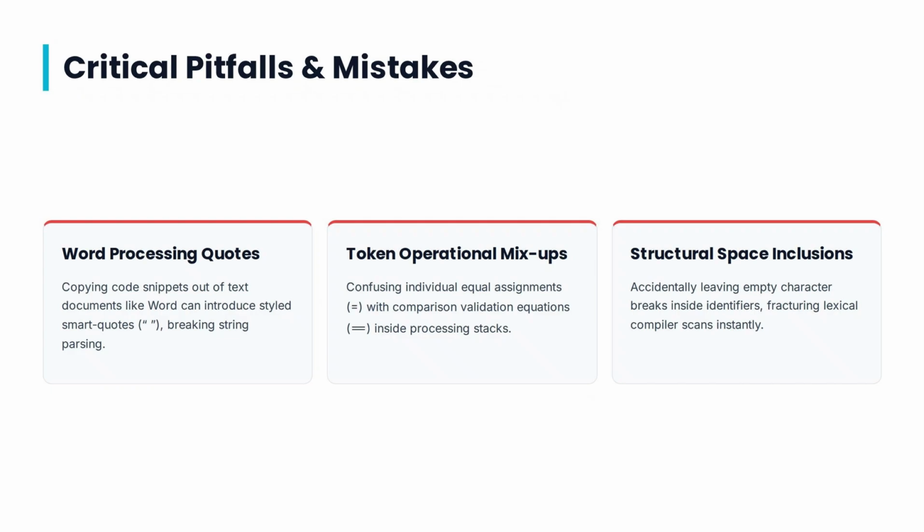Critical pitfalls and mistakes. Here we will be learning about the faults we mainly make, or the critical mistakes we make, such as word processing: copying code snippets out of text documents like Word can introduce smart quotes, bringing string and parenthesis errors. Token operational mix-up: confusing the single equal sign for assignment with the double equal sign for comparison inside a processing statement.